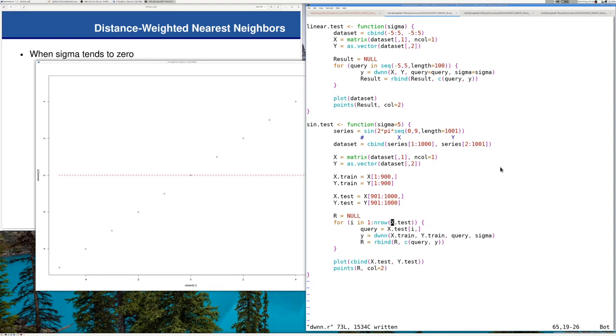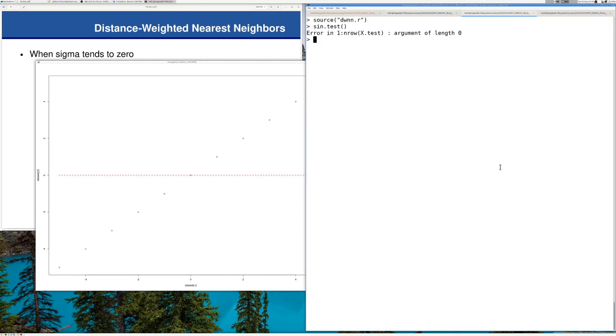Okay, let's see. I think I need to ensure this should be a matrix. Yeah, that's what's happening here. I need this to be a matrix, and I need this to be a matrix as well. Sorry, guys, my bad over here. Okay, that's okay. Let's see. Can I run it? It's going.